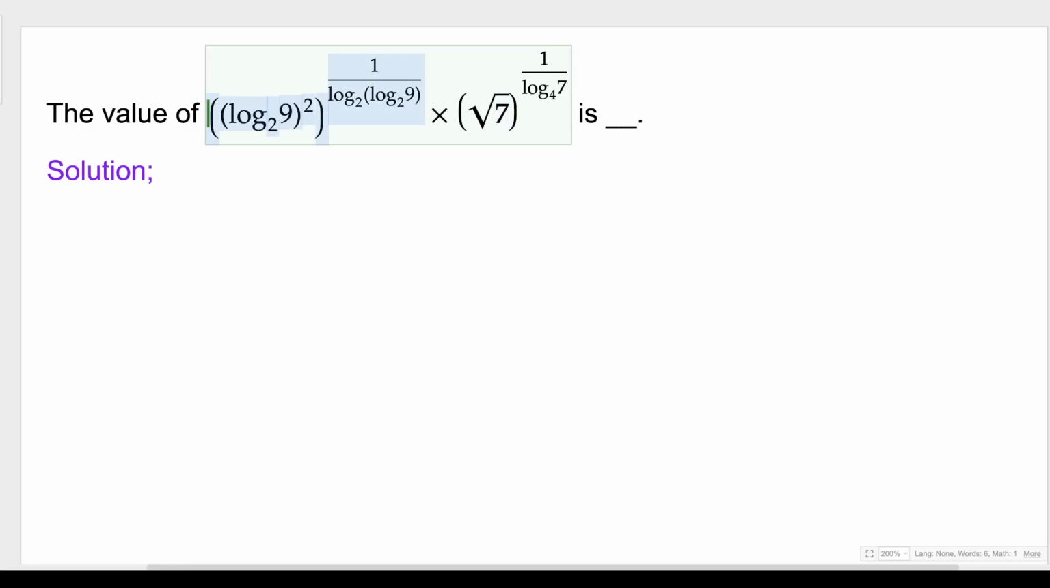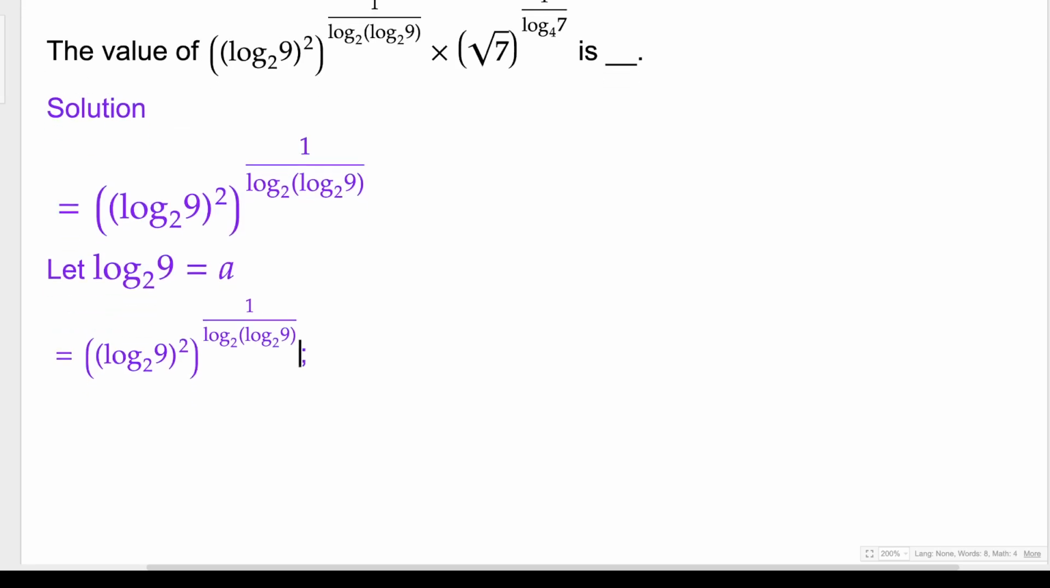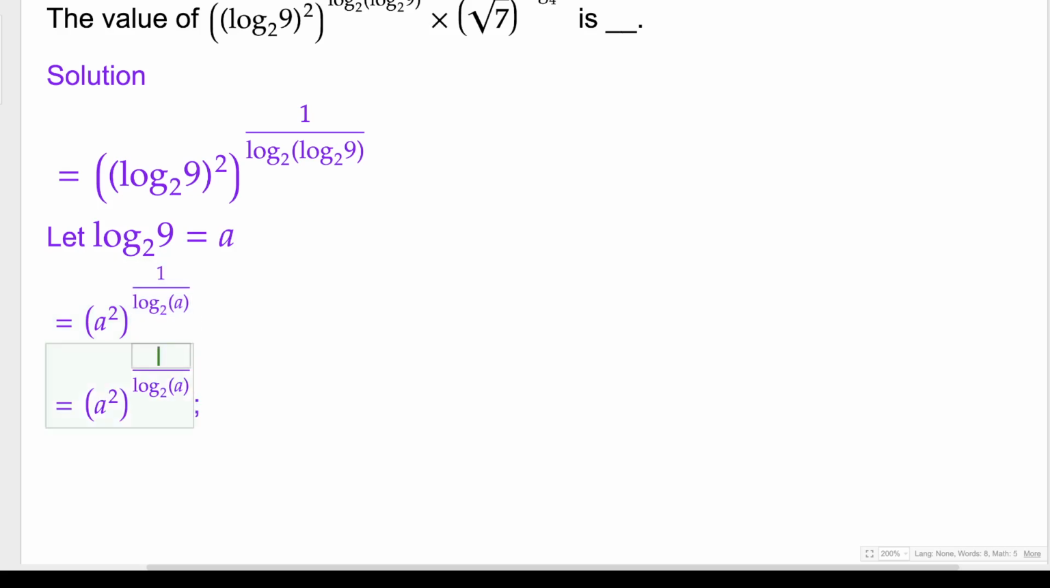So we'll go step by step. First of all, I'll resolve this particular expression. Here I'll consider this factor, log of 9 base 2, as a. Wherever log 9 base 2 occurs, I'll replace it by a, and this one also I'll replace by a. Now if you observe this power 2 and this particular factor, they can be multiplied. So from this one we can write 2 over log base 2 of a.